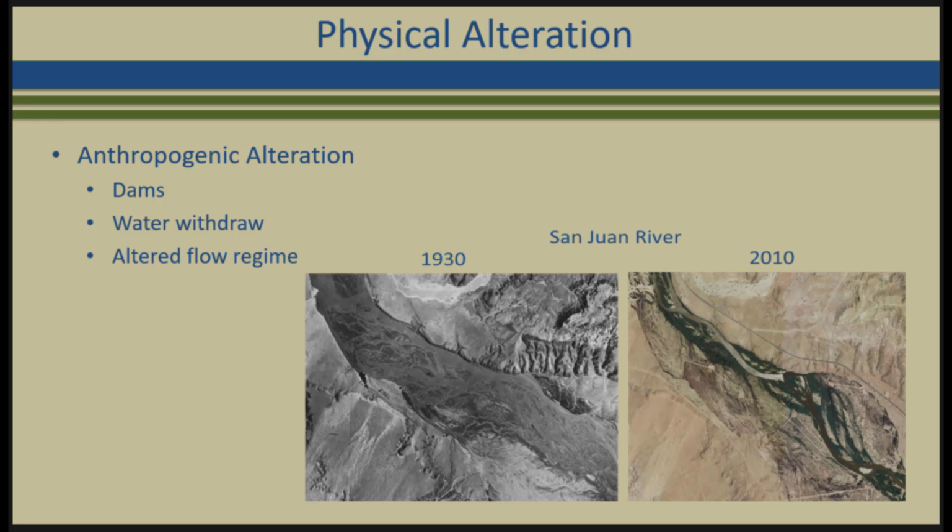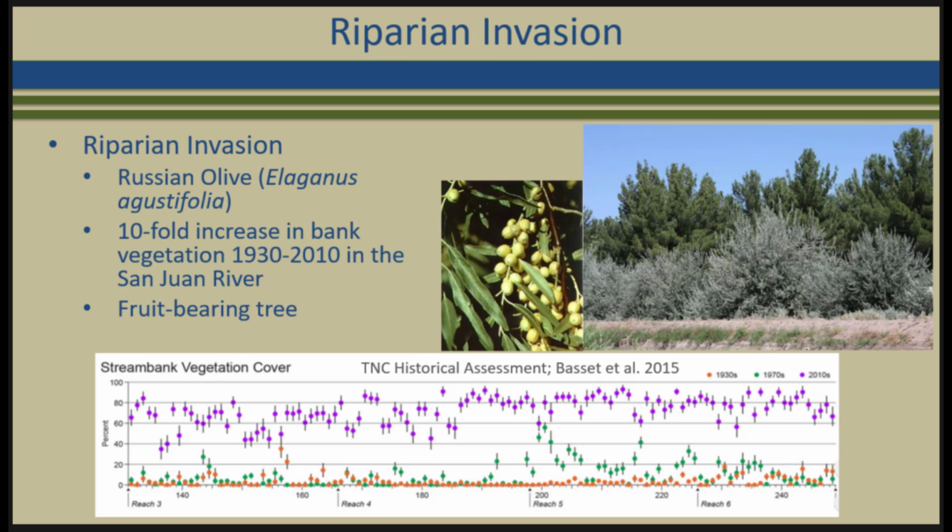The San Juan is a tributary to the upper Colorado. The whole upper Colorado has really been affected by human activities. Dams, the water in the west is obviously very valuable for things like agriculture and municipal use. And with that has come an altered flow regime, resulting in changes in habitat complexity. If you look at these pictures from 1930 and 2010, you can really see the braided channel that we historically had, and then after the construction of dams, we have a much more channelized system now.